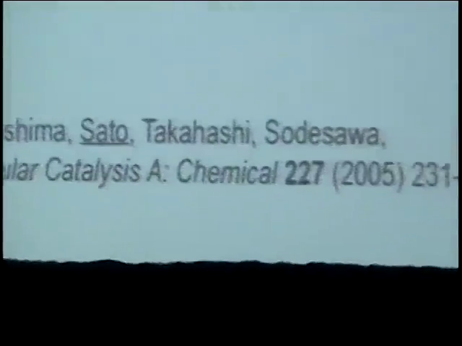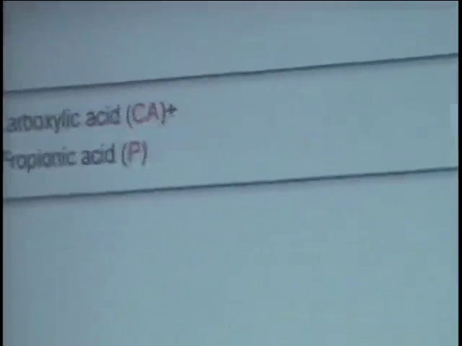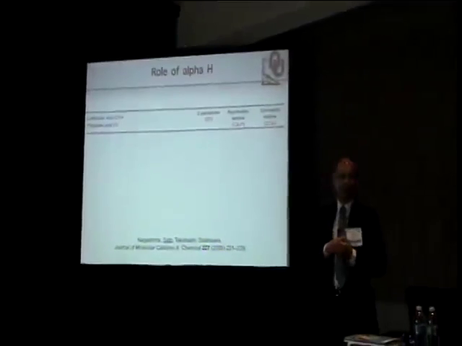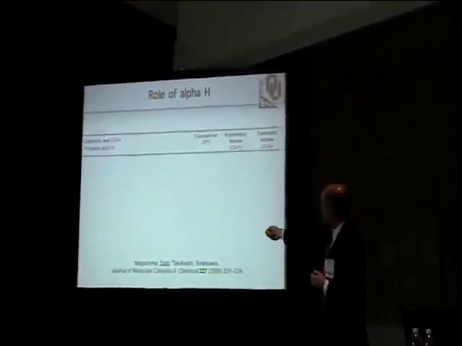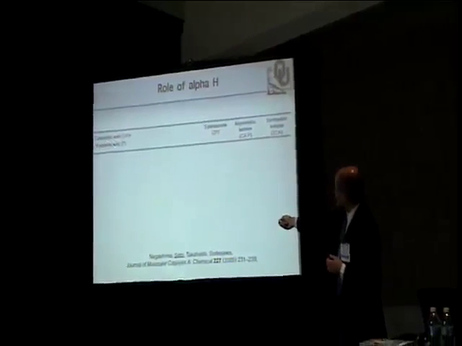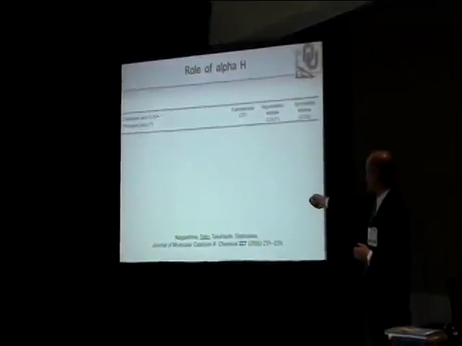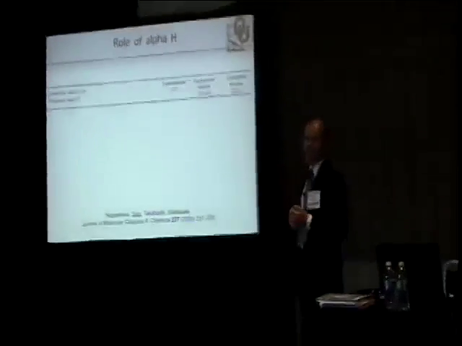So there have been studies like, for example, Nagashima and Sato, in which they have propionic acid combined with a different carboxylic acid, and look at the ketonization product. So, for example, the propionic acid by itself will produce 3-pentanone. But if we have a separate carboxylic acid with the propionic acid, it will form an asymmetric ketone, and when you have the two carboxylic acids reacting together, they will form a symmetric ketone.